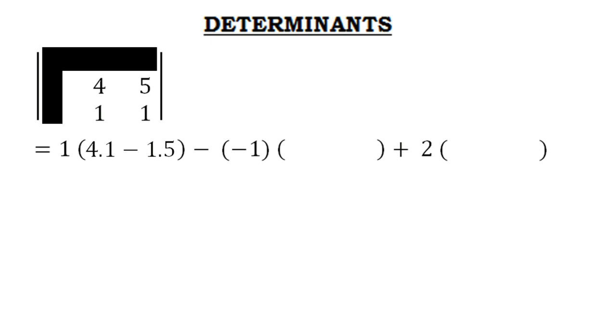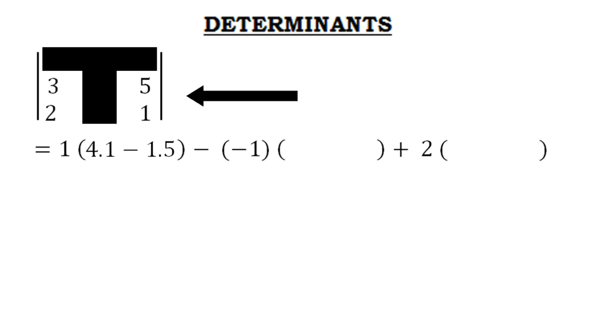To find out the value inside the second bracket, we take a look at the second number of the given determinant. This number is a part of this row and this column. If we cancel this row and this column, we end up getting a 2 by 2 determinant containing 3, 5, 2 and 1. So according to the formula, the value of this 2 by 2 determinant will be 3 times 1 minus 2 times 5.